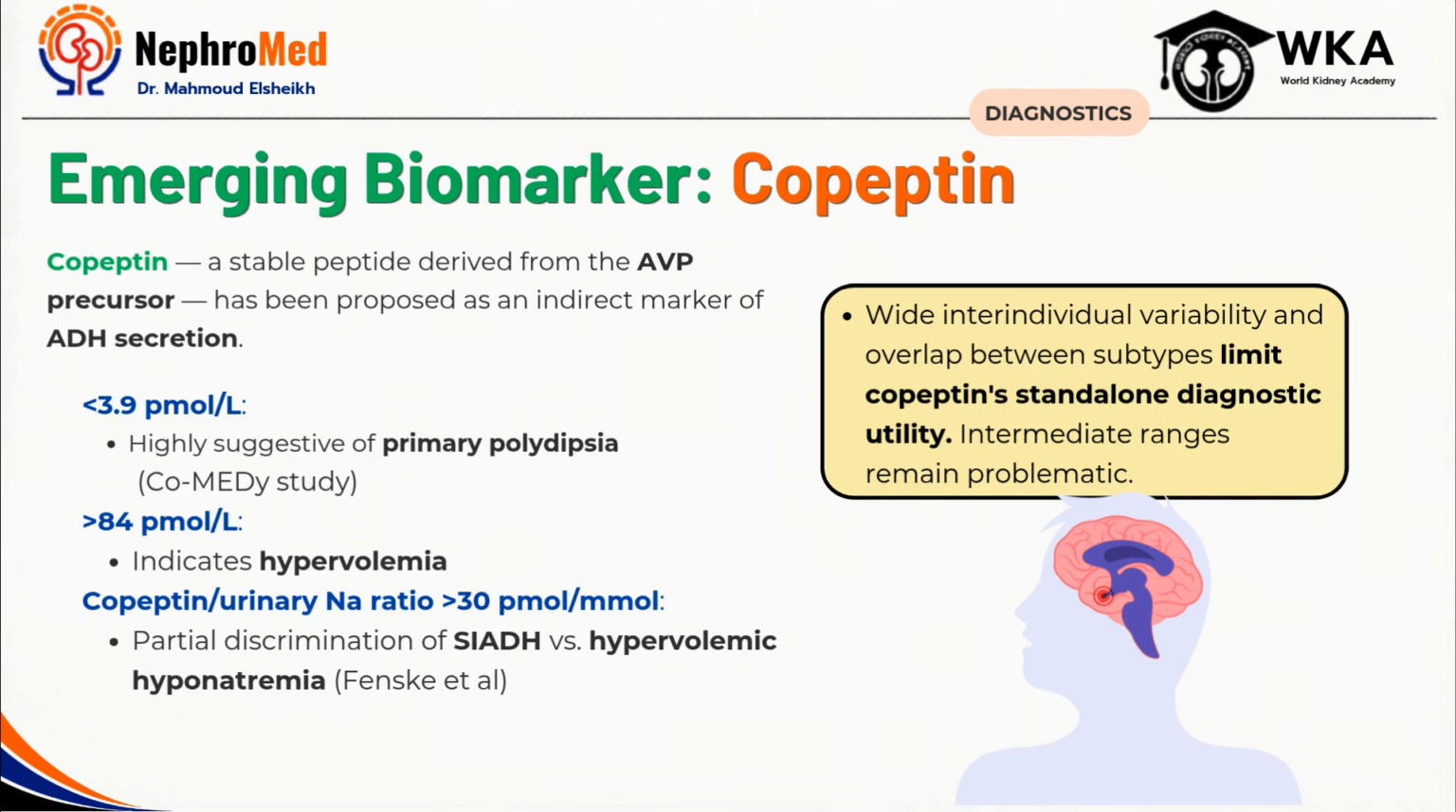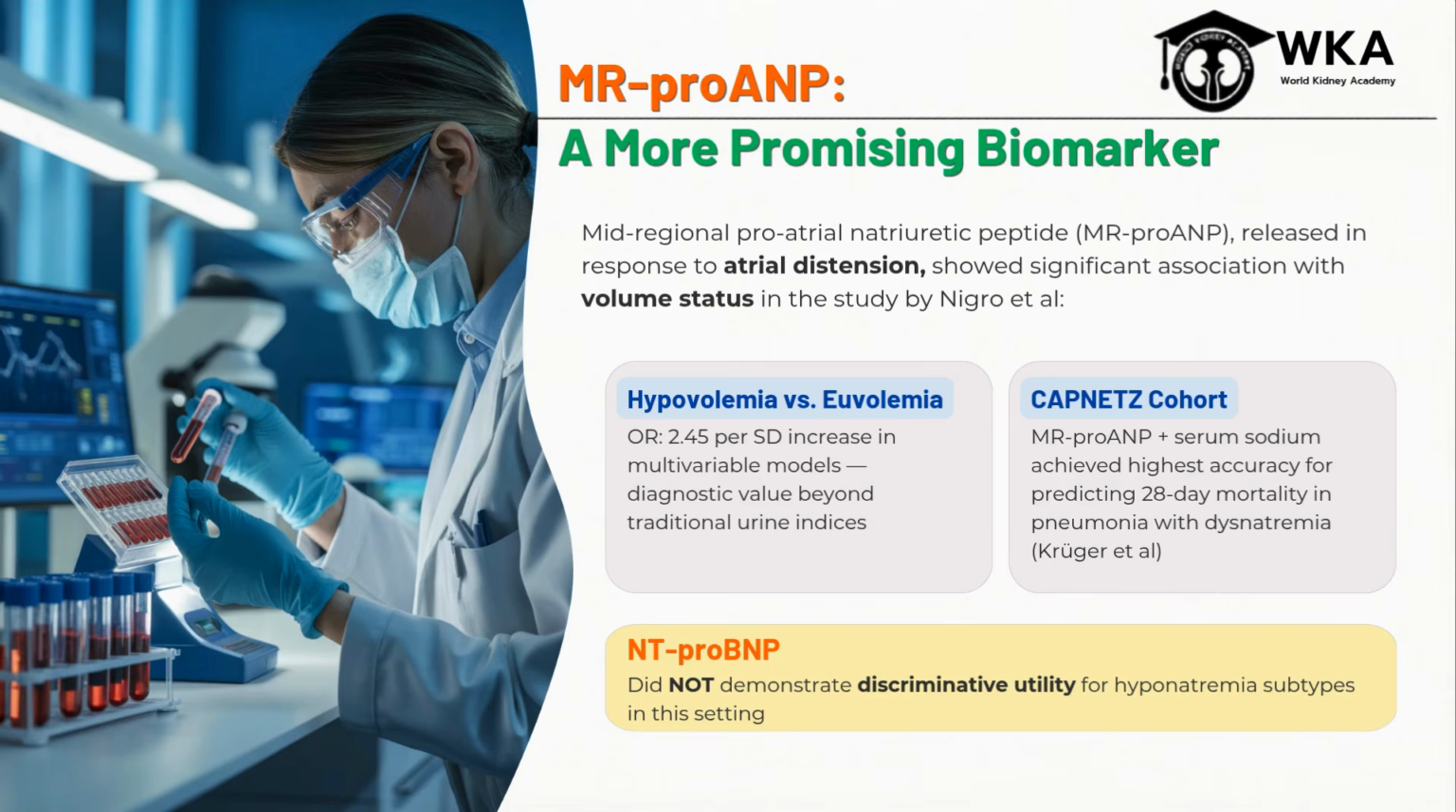Another biomarker that has gained attention in hyponatremia is MR-proANP, or Mid-Regional Pro-Atrial Natriuretic Peptide. Unlike copeptin, which reflects AVP activity, MR-proANP is more closely linked to atrial stretch and volume status. And that's why many investigators believe it may have stronger diagnostic utility in differentiating certain hyponatremia phenotypes. Studies have shown that MR-proANP may help distinguish hypovolemic from euvolemic hyponatremia better than some traditional urine indices alone.